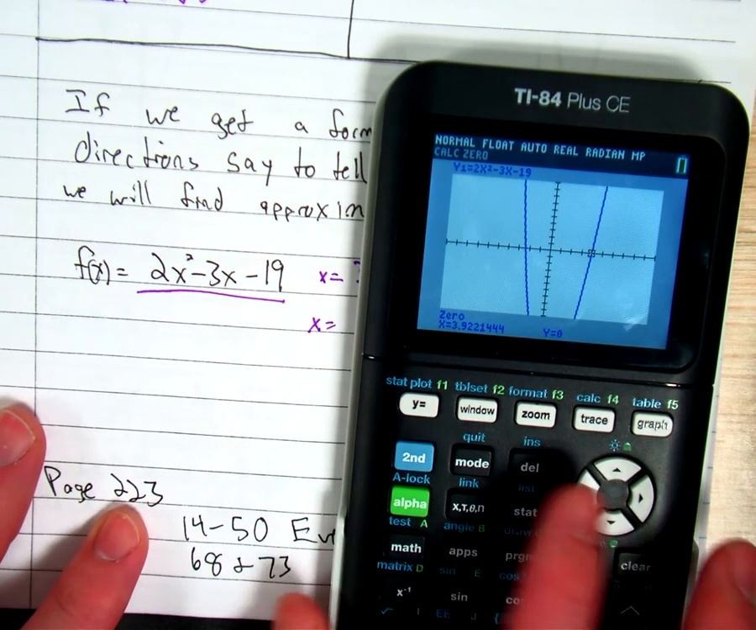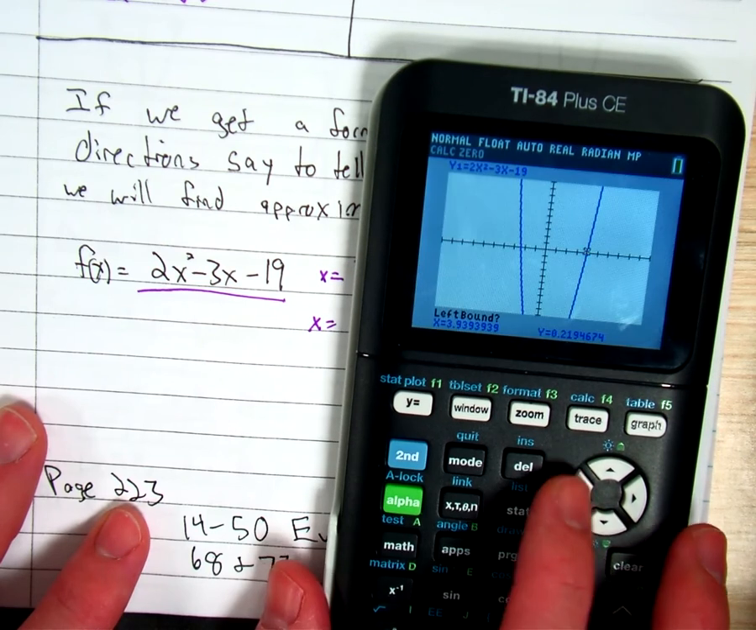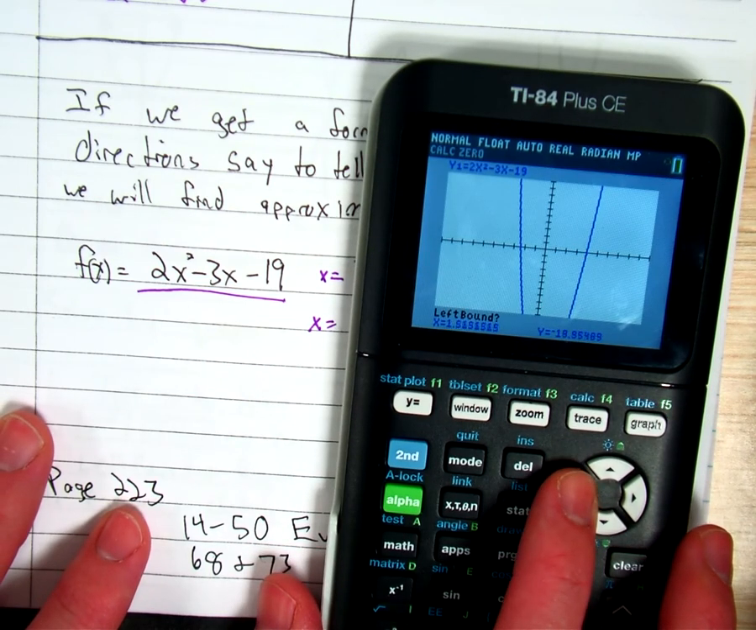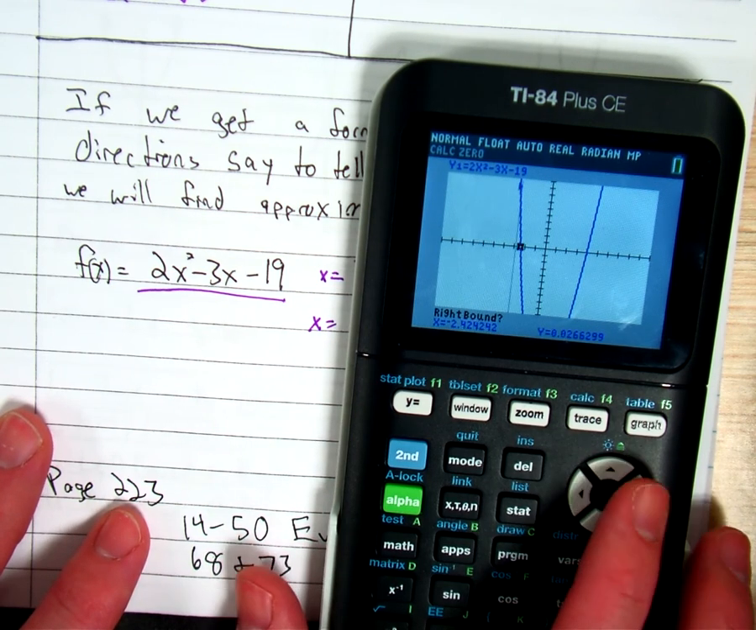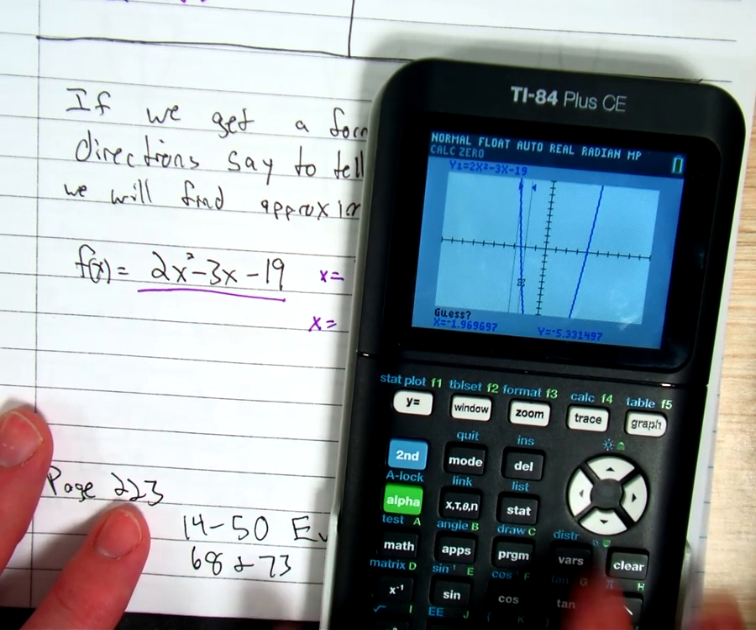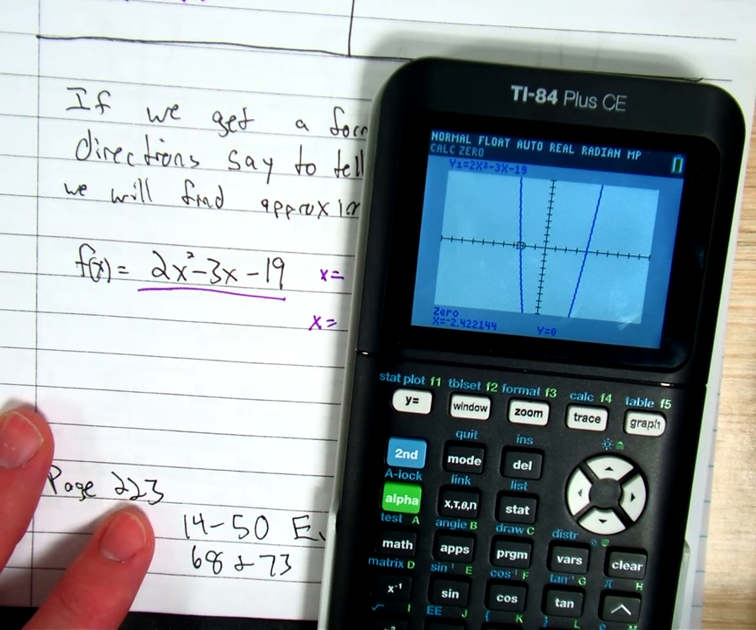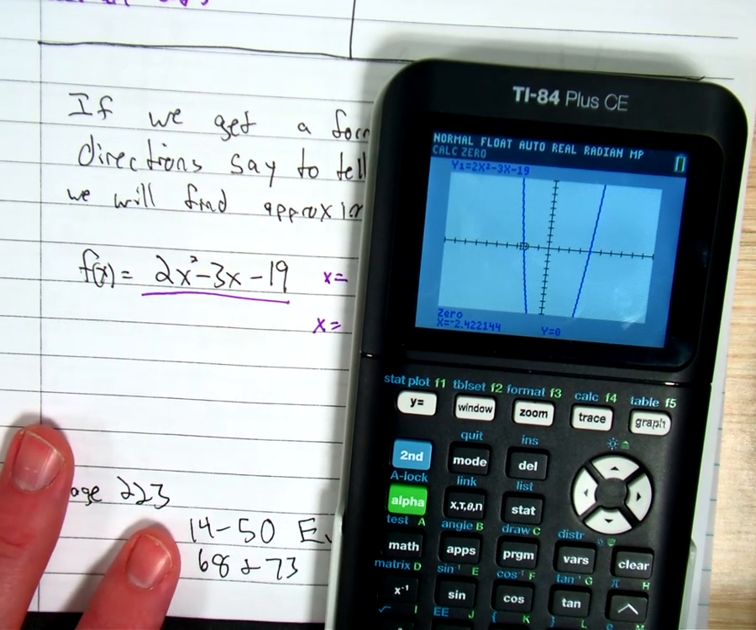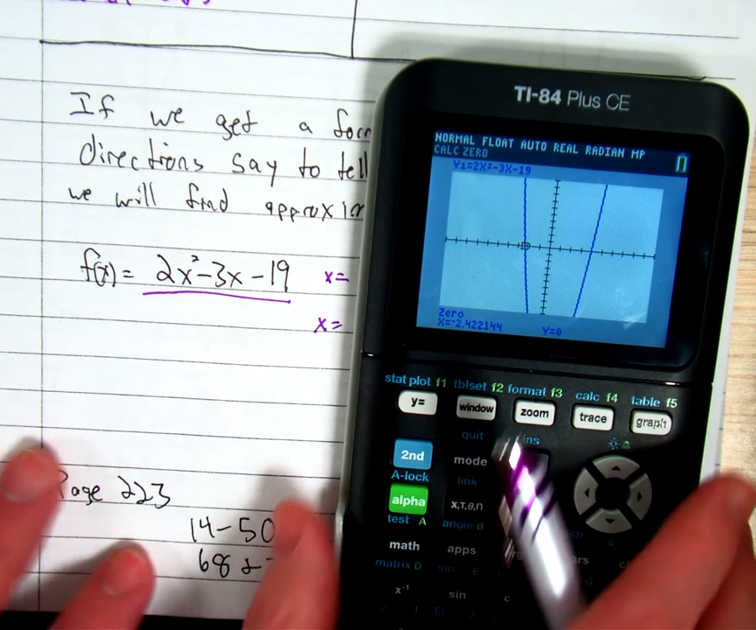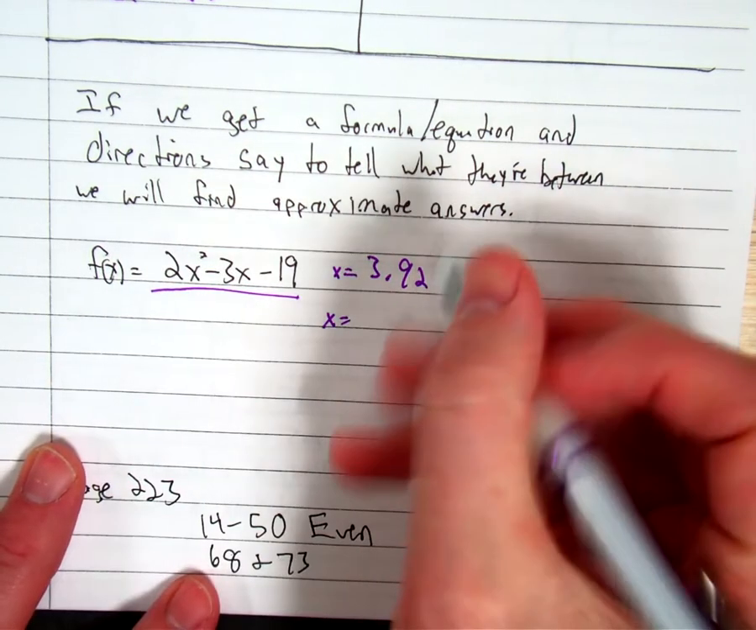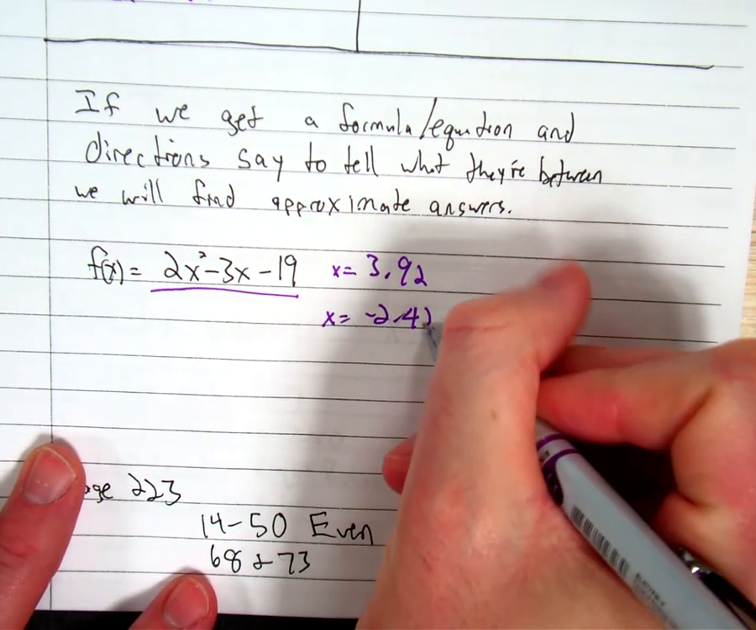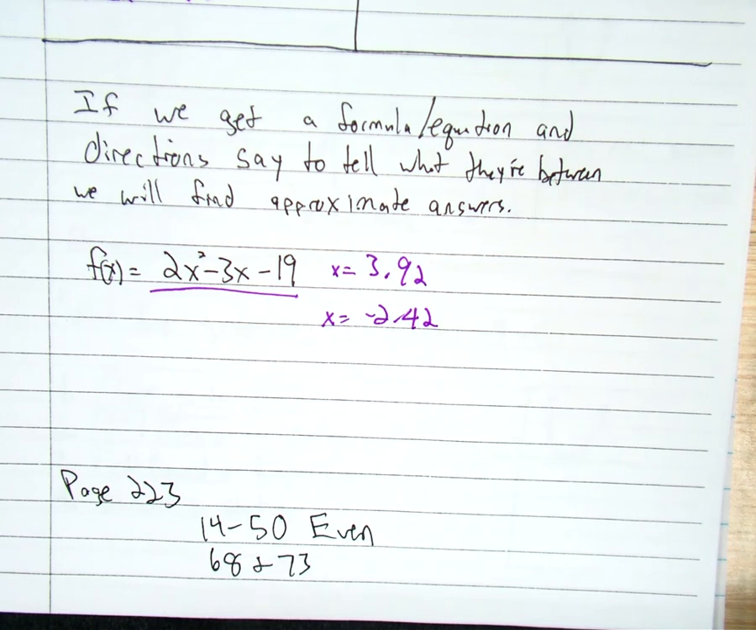All right, second trace, 0. Let's do the other side. Scoot all the way over. Left, left, left, enter. Right, right, right, enter. Guess in the middle. Negative 2.422. Let's call it negative 2.42. All right, there we go.